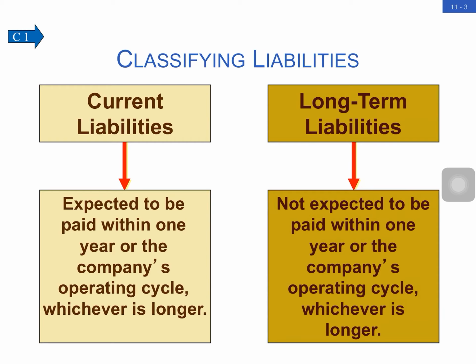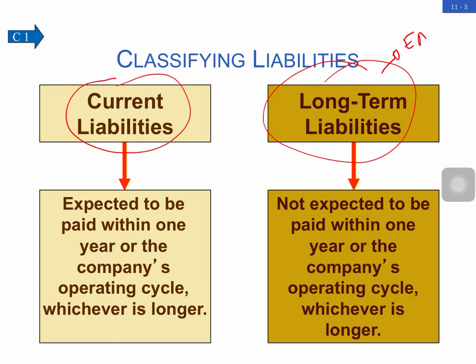So this is the classification of liabilities. We have current liabilities, which is our focus for today, and long-term liabilities. We will not learn long-term liabilities in fundamentals of accounting. Long-term liabilities we will learn in elementary accounting too. In this semester we only stop until here. So current liabilities are expected to be paid within 1 year or the company's operating cycle, like I mentioned before.